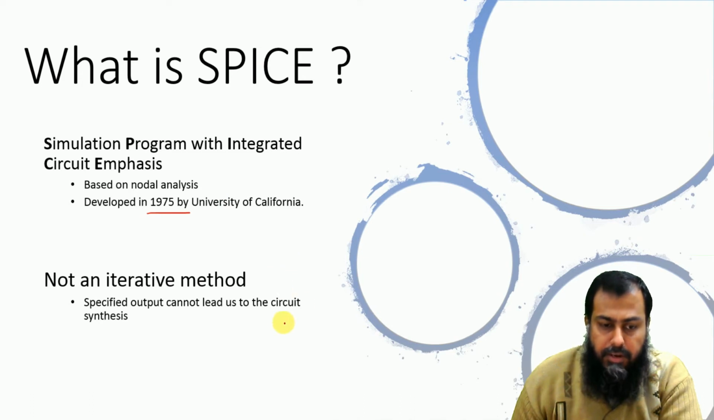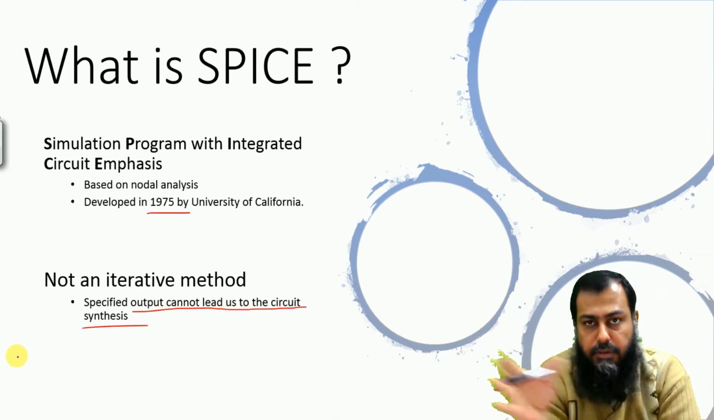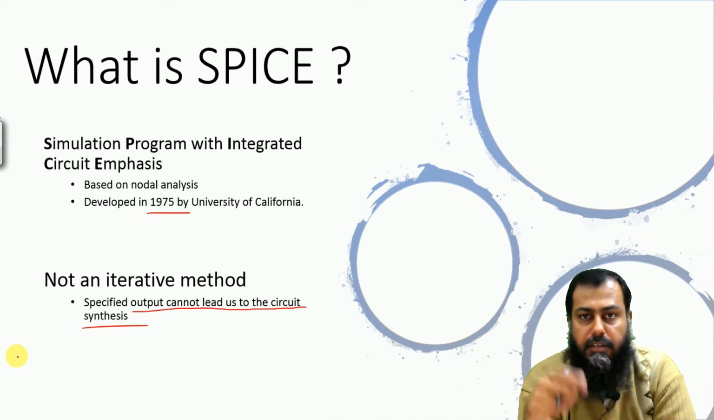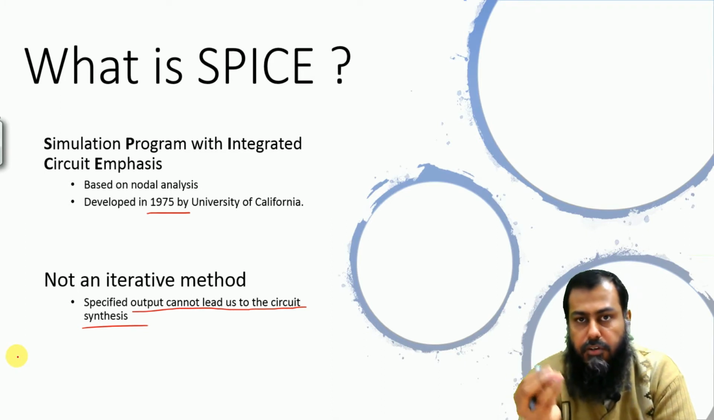But one thing we should remember here is that this is not an iterative method. By this I mean that the specified output cannot lead us to a circuit synthesis. So it is not a reverse process. We have the circuit, we model the circuit, and it provides us the values of important points that are known as the nodes across a given circuit.